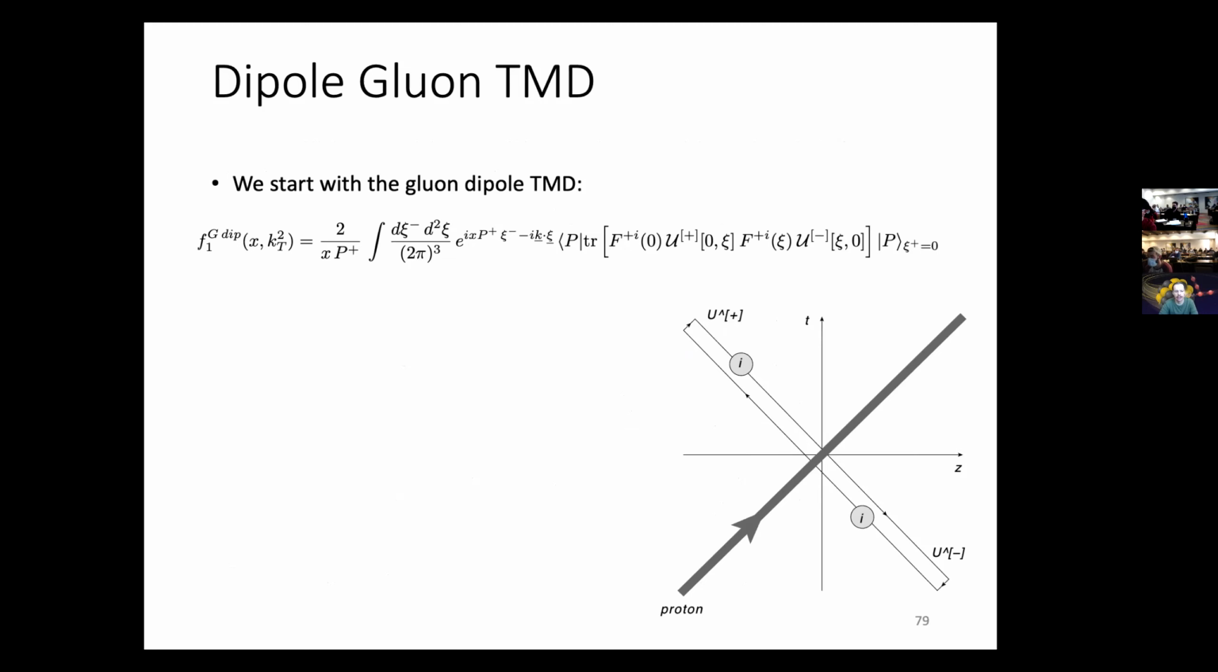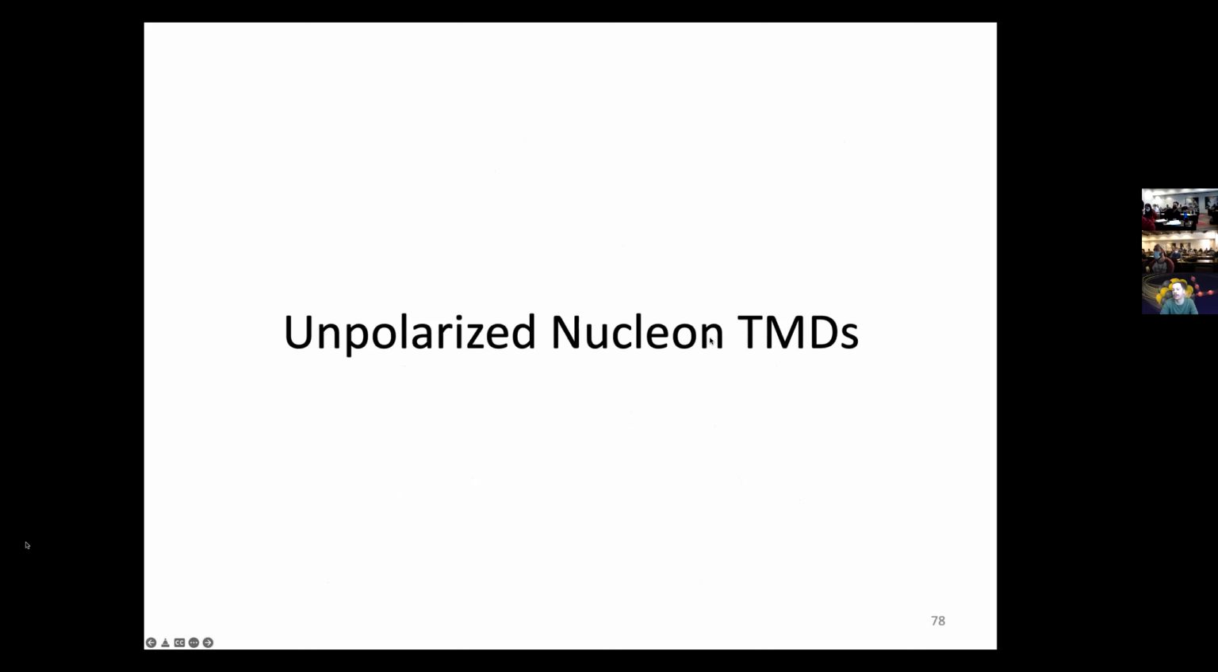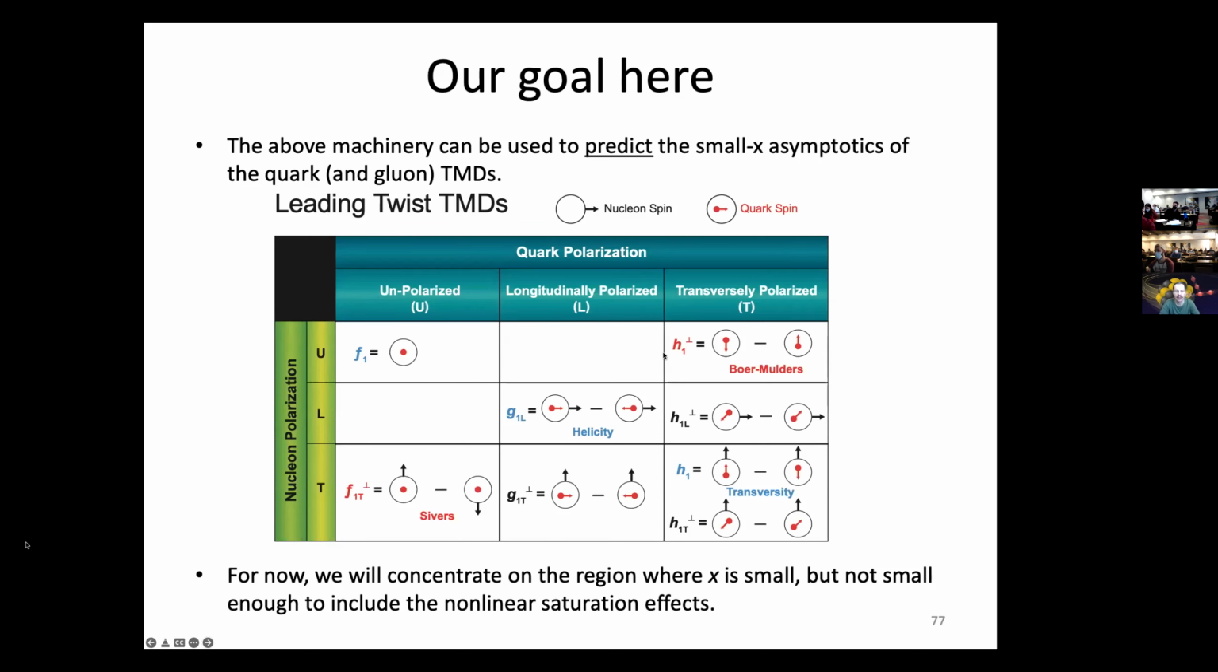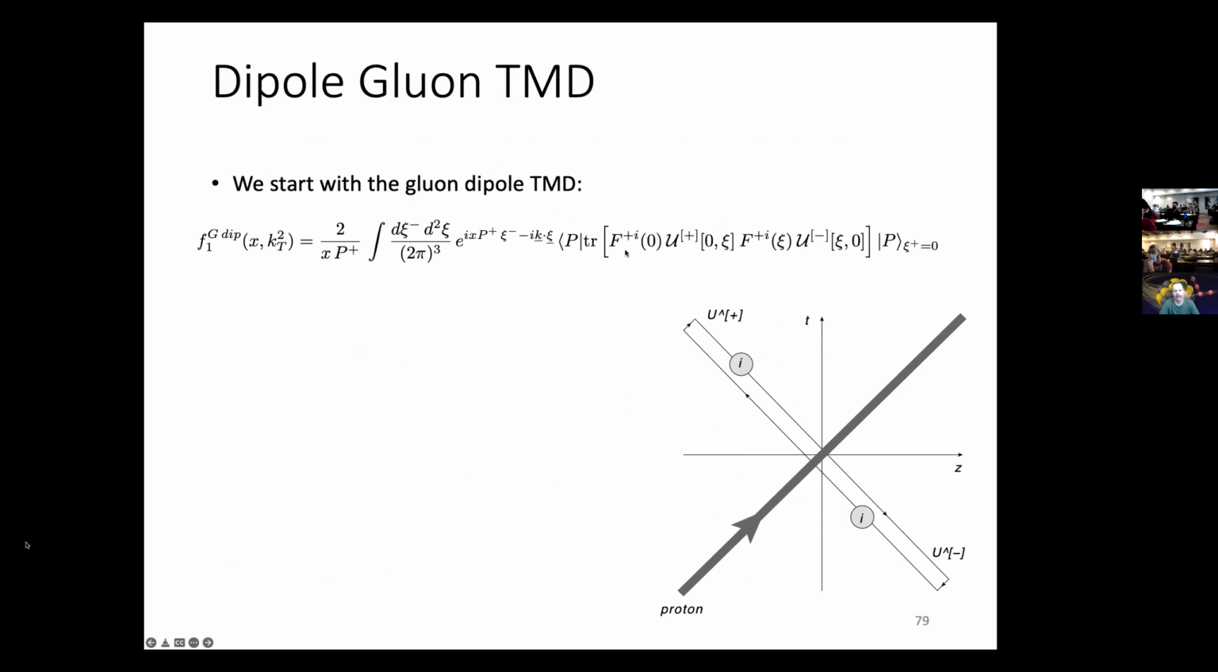Well, some of the results which have been achieved. For instance, one can start with the Gluon TMD, right? And I want to talk about unpolarized nucleon TMD. So imagine the proton is unpolarized, right? If the proton is unpolarized, that's the first row here. We have either just the unpolarized distribution or Boer-Mulders. I believe Boer-Mulders has not been studied at small x, but the unpolarized distribution has been studied. So this is an unpolarized Gluon TMD.